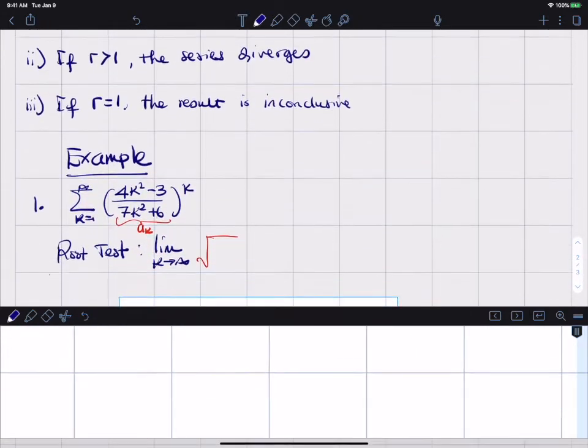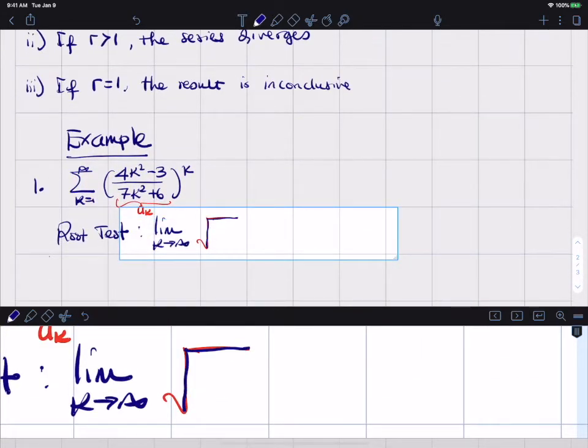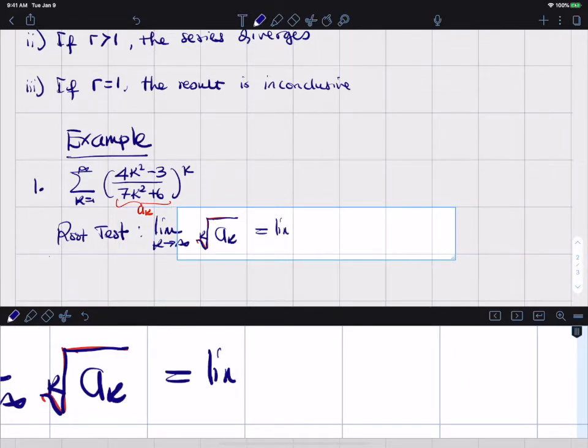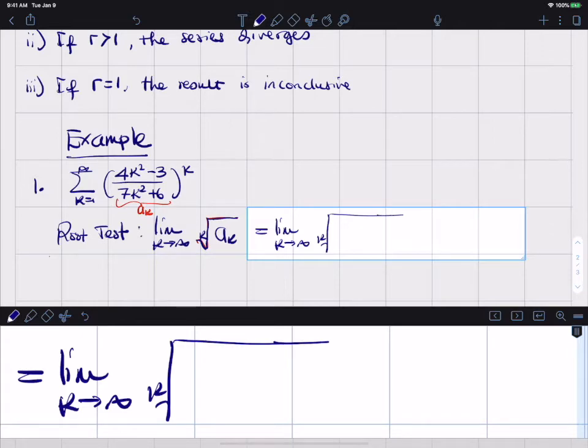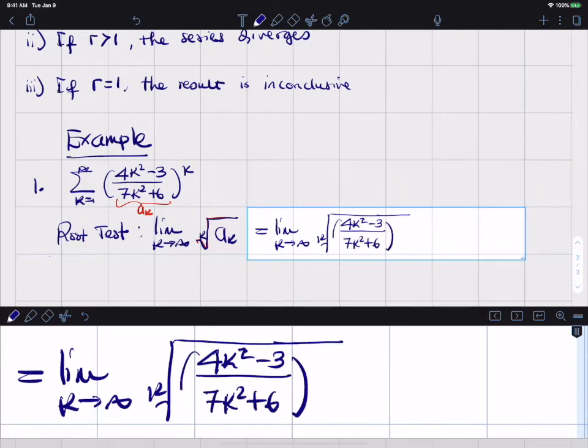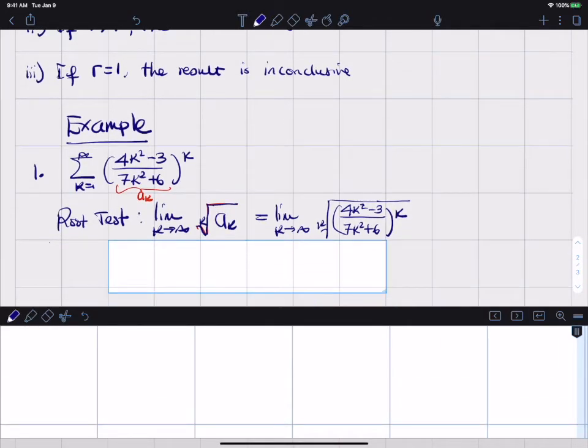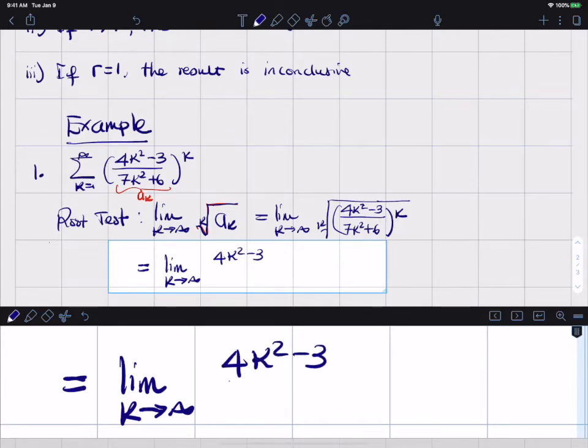All right, so we need to use the kth root of our ak. So this will be the limit as k goes to infinity of the kth root of 4k squared minus 3 over 7k squared plus 6, all to the power of k. If you take the kth root of something to the power of k, you're just left with that something. The limit as k goes to infinity of 4k squared minus 3 over 7k squared plus 6.